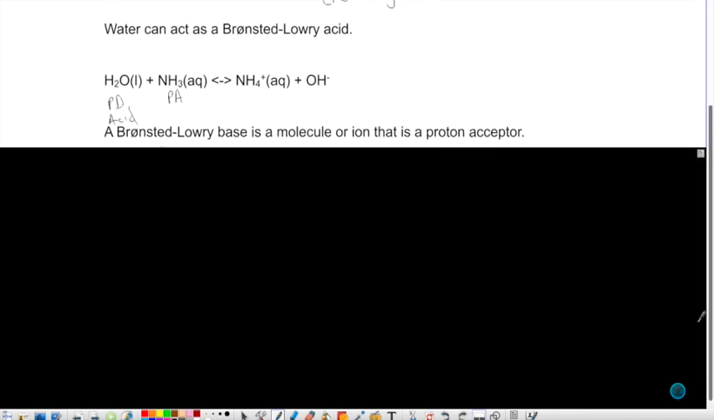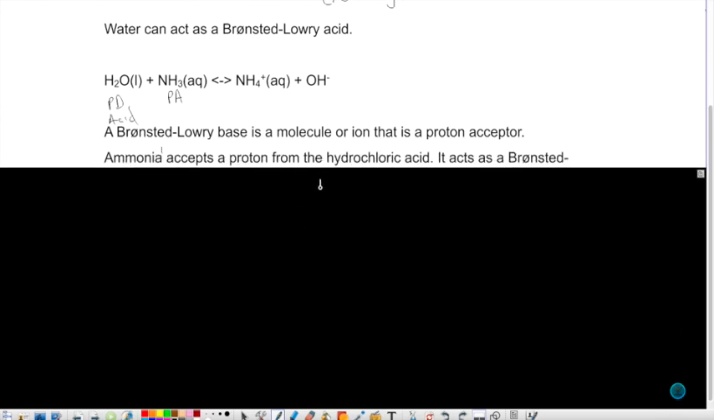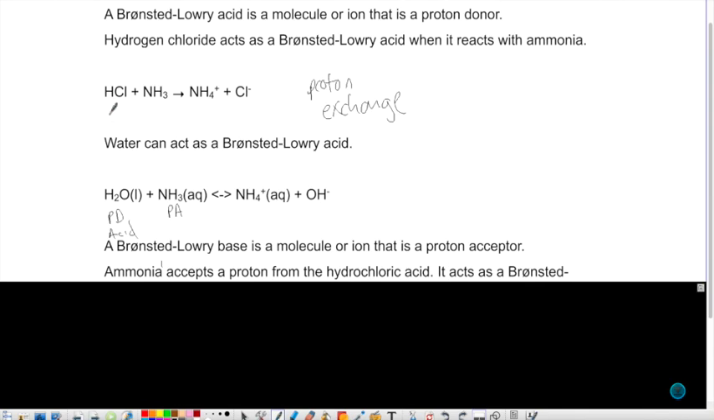A Bronsted-Lowry base is a molecule or ion that is a proton acceptor. So ammonia accepts a proton from hydrochloric acid. So if we go back up, in this first example, hydrogen chloride is our proton donor, which means it's our acid. NH3 is our proton acceptor, which makes it our base. Here, NH3 is also our proton acceptor, which again makes it our base.